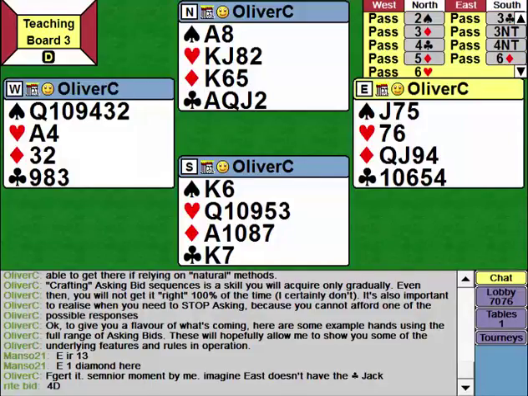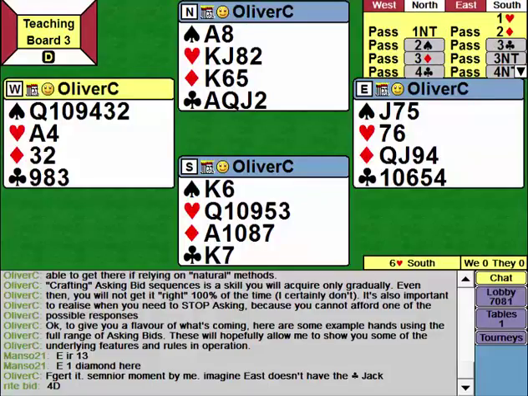But because we know that they've got the Ace of Diamonds, we also know they haven't got the Ace of Hearts. So we're just going to sign off here in six hearts.